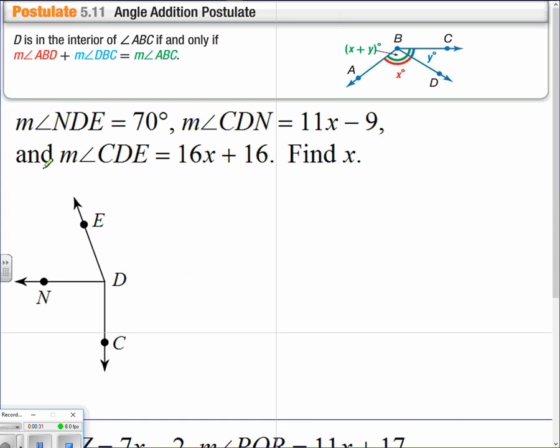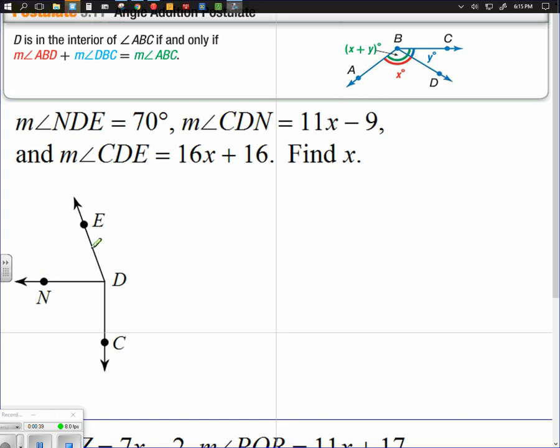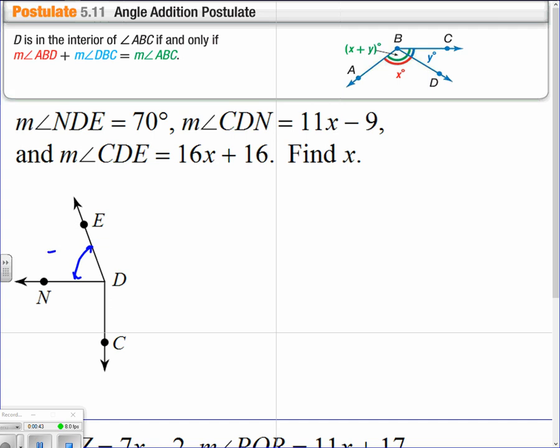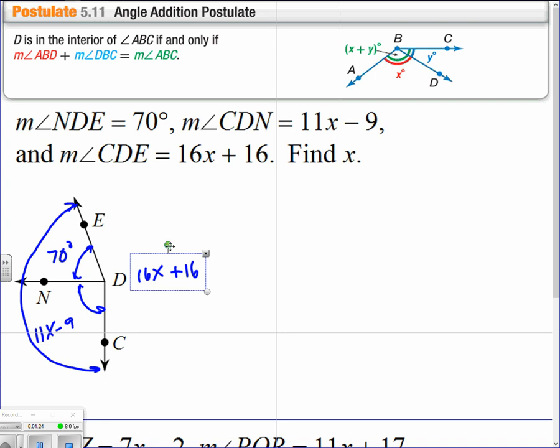So let me try problem number one. If NDE, so this right here, measures 70 degrees, and the measurement of angle CDN, this angle right here, is 11x minus 9, and the measurement of angle CDE, this is the big angle, all of it, will be 16x plus 16. Now let me put this in the right place. That'll be this right here.